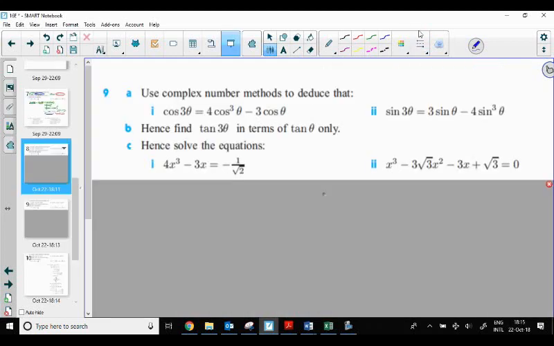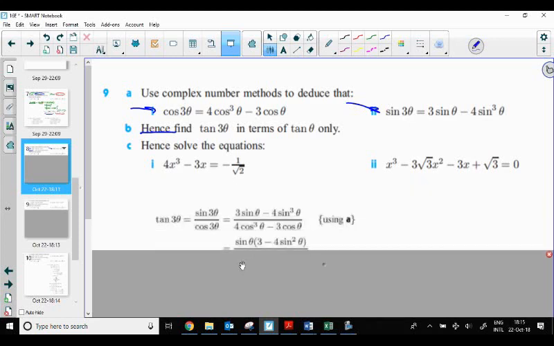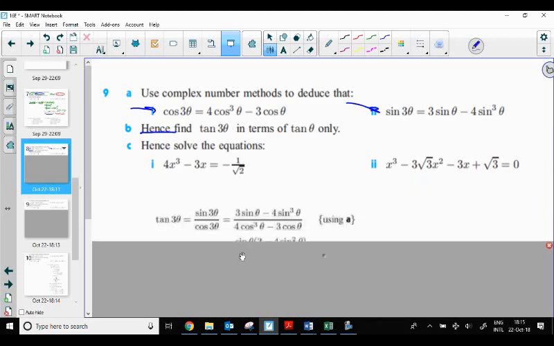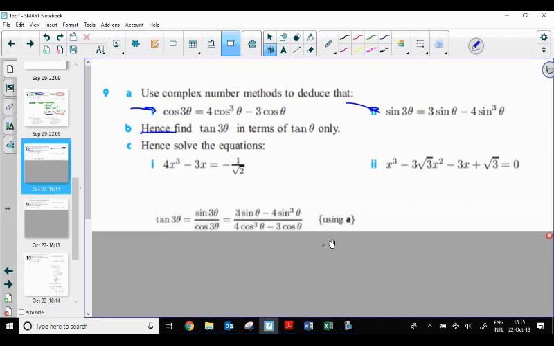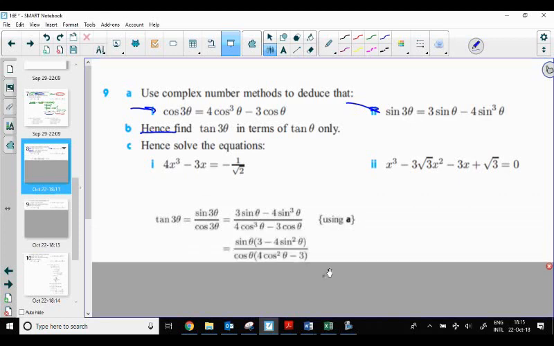By the way, 2011, Time Zone 1, Paper 1 had a question that asked exactly this, part A. Moving on to part B. So hence, and even if you had no idea how to do part A on an exam, you can still do part B because they tell us, hence, meaning we're going to use these two facts to move forward with this. So tangent of 3 theta, that's just going to be sine of 3 theta divided by cosine of 3 theta, and then we're going to substitute in the expressions that they gave us, and then from there it's just algebra and trigonometric identities.